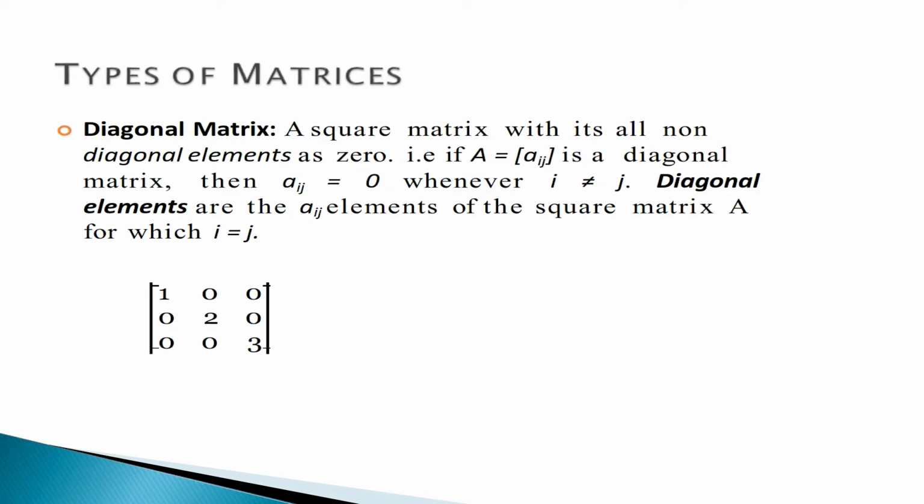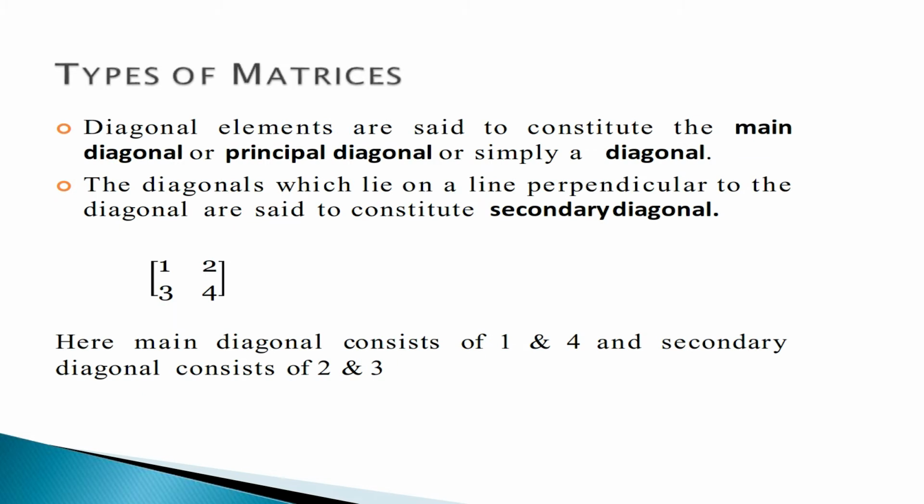Next, what is a diagonal matrix? A square matrix with all its leading diagonal elements non-zero and other elements 0 is said to be a diagonal matrix. First of all, a diagonal matrix is a square matrix. The leading diagonal means from the top left to the bottom right; this diagonal is known as the leading diagonal or principal diagonal. The other diagonal is known as the secondary diagonal. Here is example 1, 2, 3, 4, where the main or leading diagonal elements are 1, 4 and the secondary diagonal elements are 2, 3.